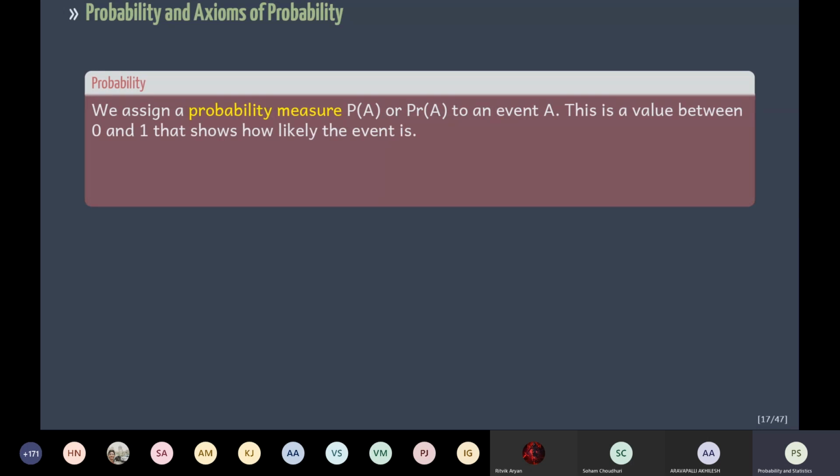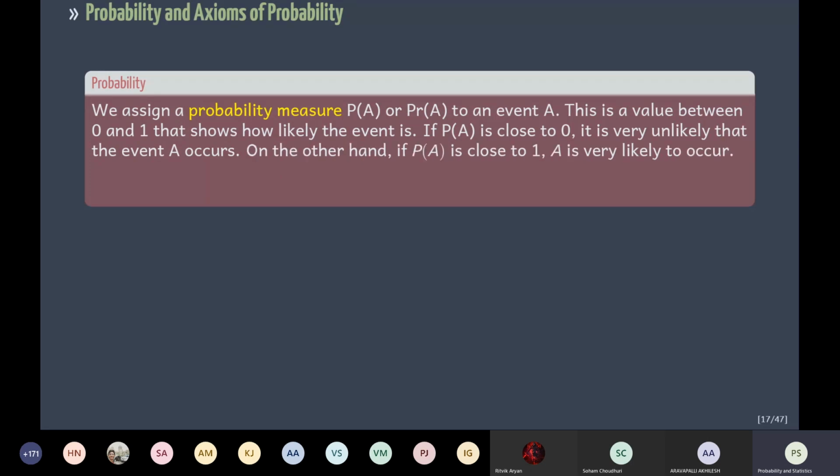This value is between 0 and 1. You could have defined some arbitrary value, but we will stick to this. So between 0 and 1, that's the way we define it, and that shows how likely the event is. If P(A) is close to 0, it is very unlikely that the event A occurs. It just means that the event almost will not happen. On the other hand, if P(A) is close to 1, it means that it is very likely to occur.